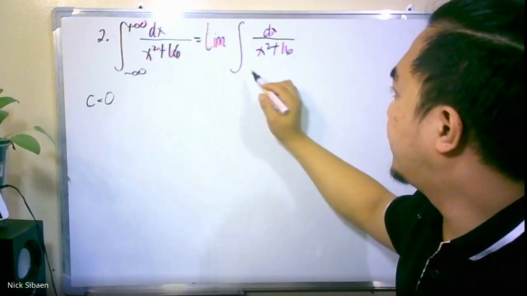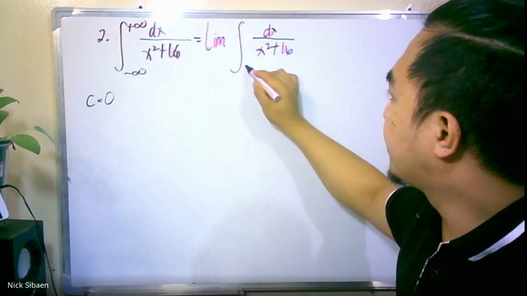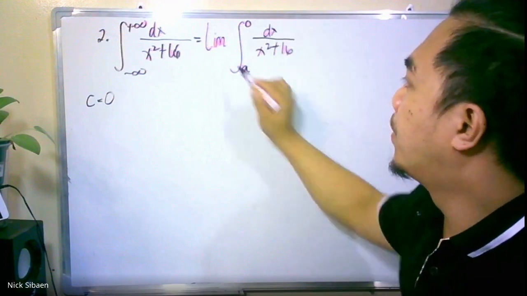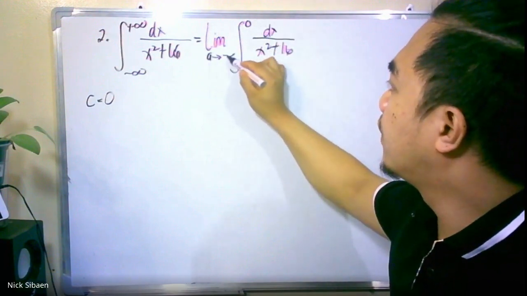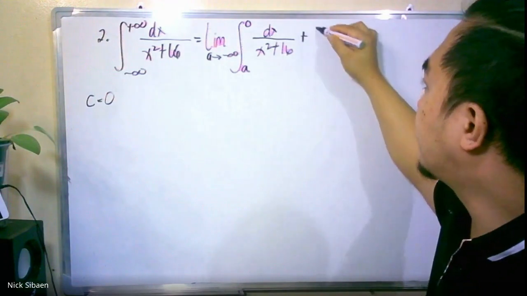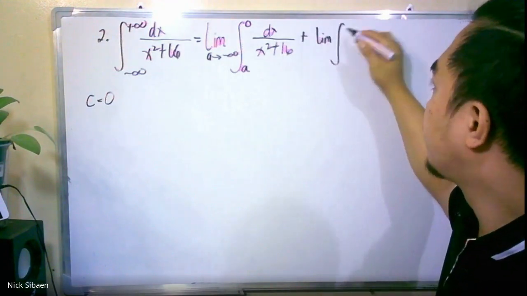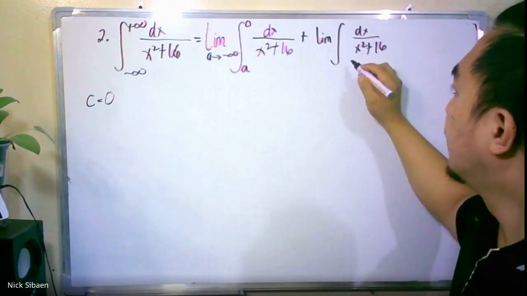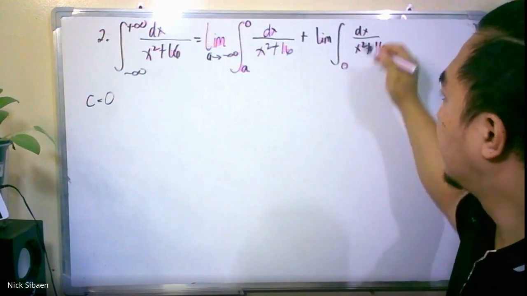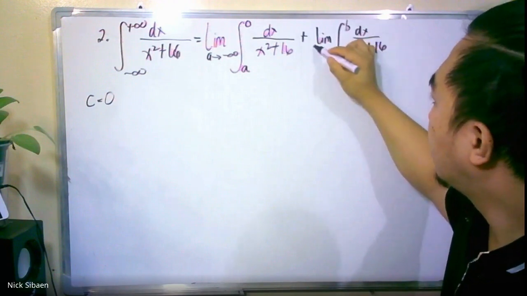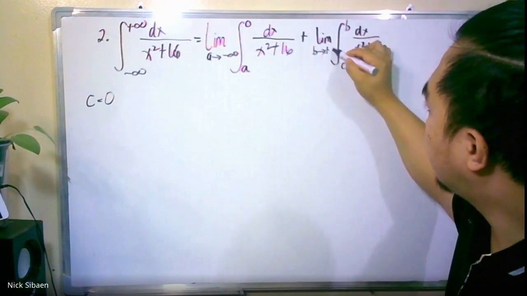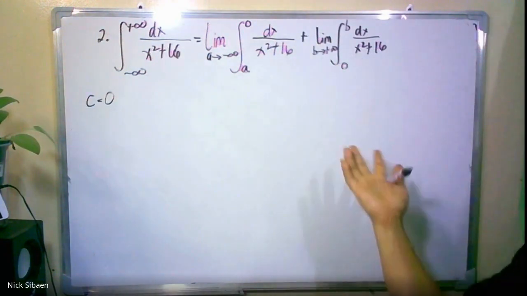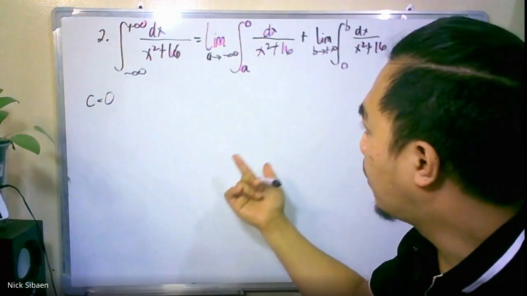So, how should we build this one? Di ba, mag-start tayo sa A to C, which is 0. Of course, A approaches negative infinity, plus another limit, it's just the same. So, the same function lang siya, x squared plus 16, pero from 0, C to B, as B approaches positive infinity. So, nabuild na natin yung limit na kailangan nating i-compute.